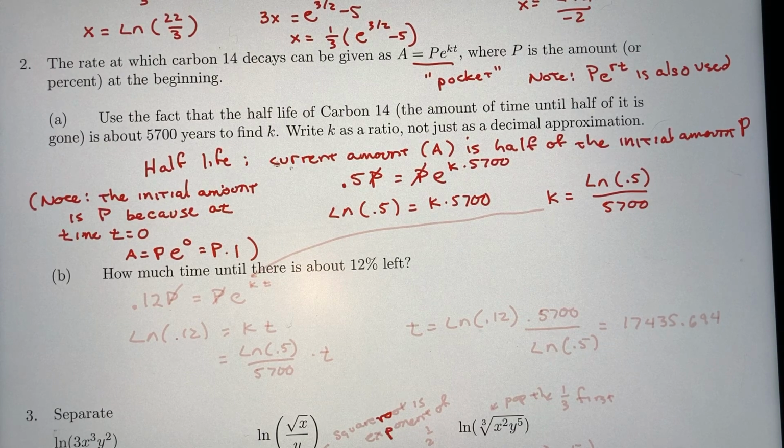Okay, how much time is there until there's about 12% left? So A is going to be 0.12 times the original. Now, what's k? K is the same k. Instead of trying to write that horrible fraction into the exponent, I don't know.